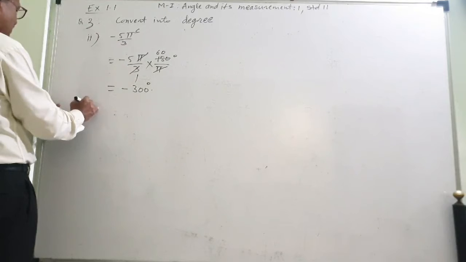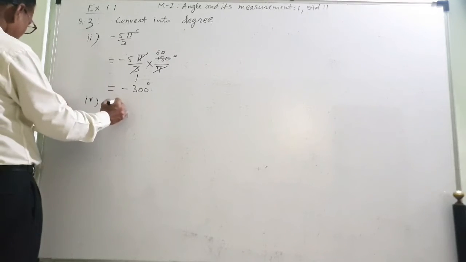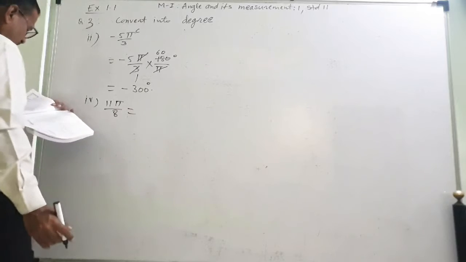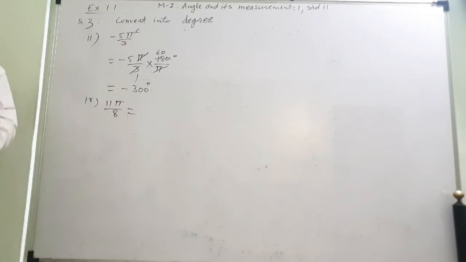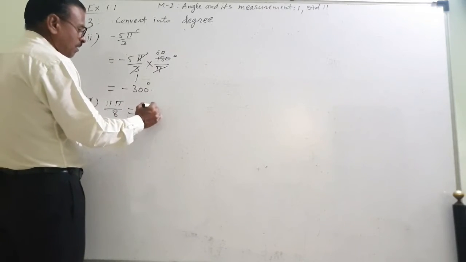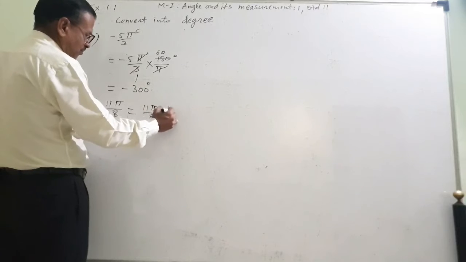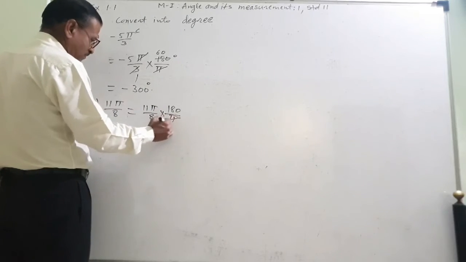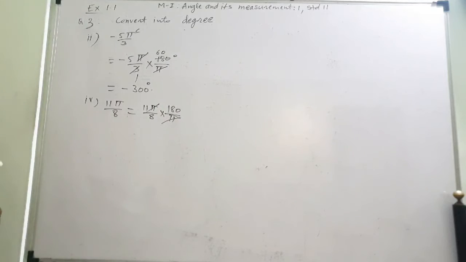Similarly, the fourth one is 11 pi by 18. So what you will do, just take a trial of this and try it. I will give you some time to do that. So this will be 11 pi upon 18 into 180 upon pi. The pi will cancel, and do the remaining things. This is all clear to you.